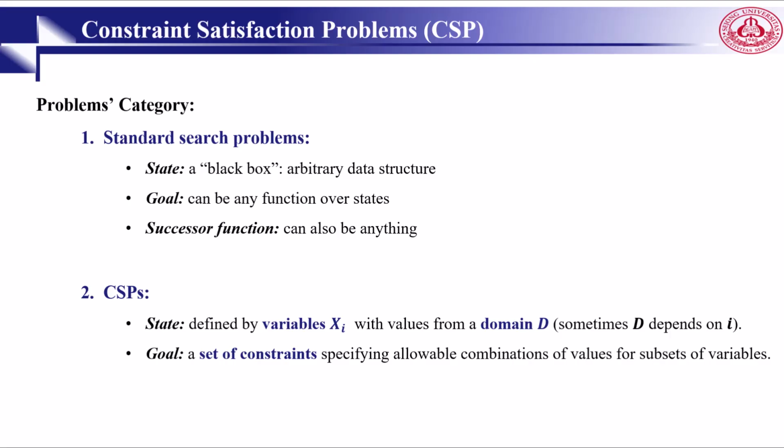But a special subset of search problems are constraint satisfaction problems, or CSPs in short. In CSPs, a state is some variable that can get a value from a specific domain. It means they cannot have any value. And here, the goal is satisfying a set of constraints that specifies a set of allowed values for the variables. CSP allows useful general-purpose algorithms with more power than standard search algorithms.